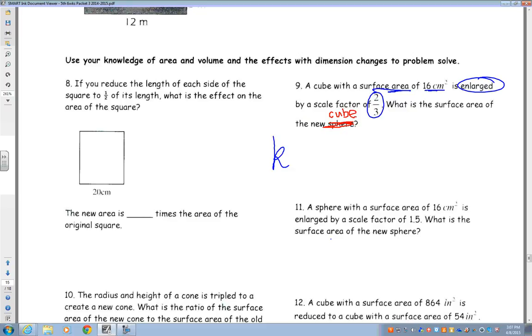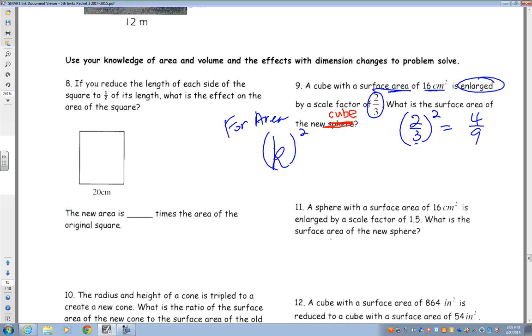Yesterday, K was the symbol that I used for scale factor. And in our table, what do you do to the scale factor when it's dealing with area? You square it, okay? So this is what we do for area. For the scale factor, you square it. So it tells us that the scale factor is 2/3. We need to square that scale factor when dealing with area. So you should be using 4/9, because you square the top and you square the bottom.